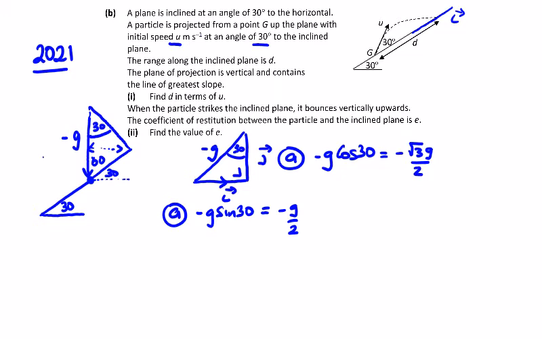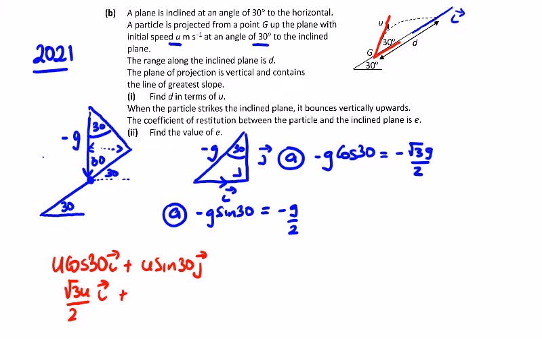Now my initial vector. Up here we've got our U and we have our 30. So it's going to be U cos 30 in the I direction plus U sine 30 in the J direction. So cos of 30 is root 3 over 2, so root 3u over 2 in the I direction plus sine of 30 is a half, so just u over 2 in the J direction.